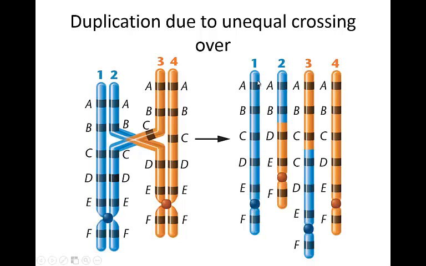So what you're going to have here, instead of having 4 chromosomes that all have an A, B, C, D, E, F, this one's going to have A, B, C, D, E, F, but this one's only going to have A, B, D, E, F. This one's going to have that extra C segment here, D, E, F. And then this chromosome would be fine as well.